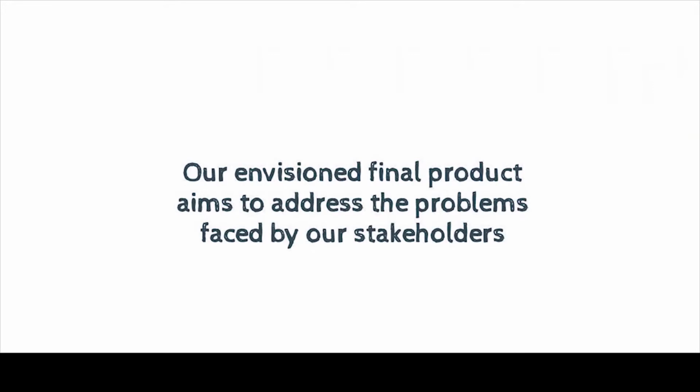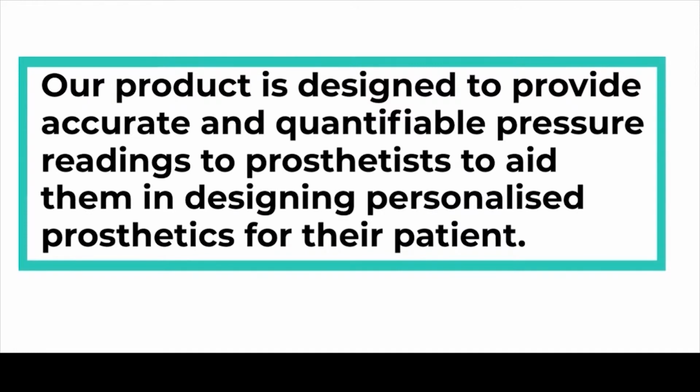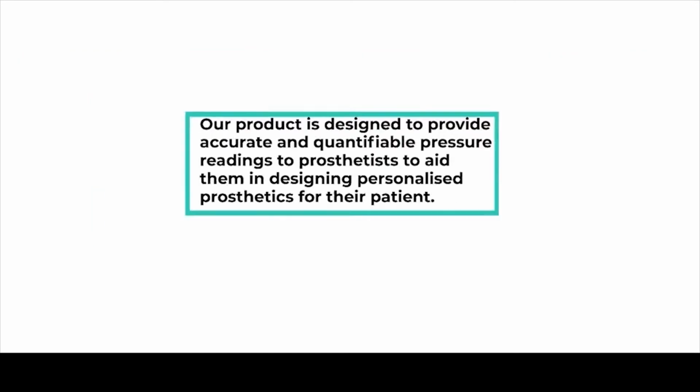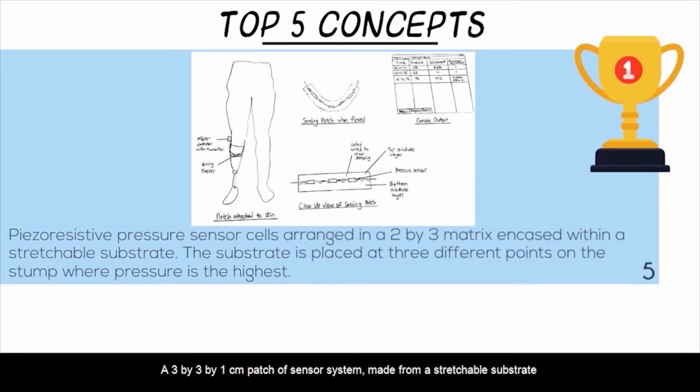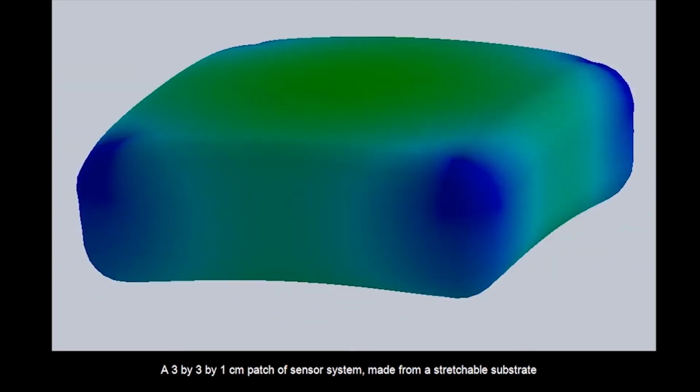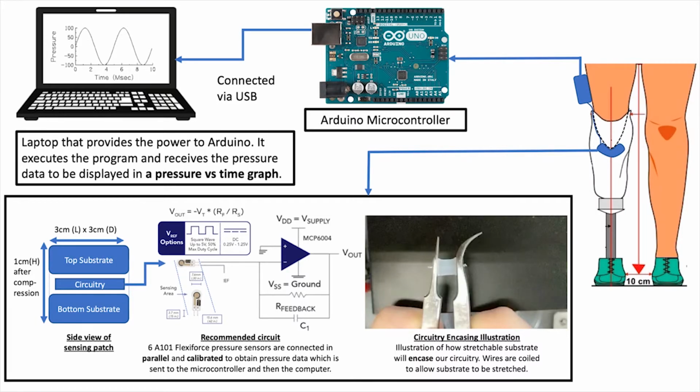Our envisioned final product aims to address the problems faced by our stakeholders. To reiterate, our product is designed to provide accurate and quantifiable pressure readings to prostheticists to aid them in designing personalized prosthetics for their patients. After considering the design requirements and the limitations of current solutions, we came up with a possible solution which was inspired by Concept 5, a 3x3 by 1 cm patch of sensor system made from a stretchable substrate with the ability to measure pressure at specific locations. At the same time, our product should be durable and easily sanitized.